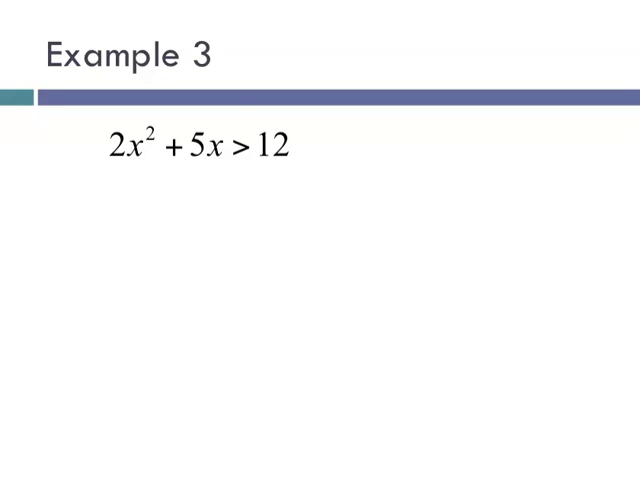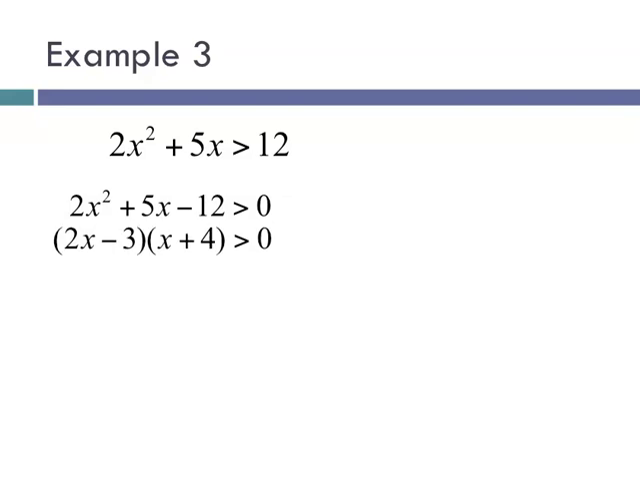Here's an example. We have 2x squared plus 5x is greater than 12. First, you want to move everything over to the left-hand side, so we'll subtract the 12. Now let's see if this is factorable. It's a quadratic. Splitting the middle, we're able to factor this. It factors to be 2x minus 3 and x plus 4. Now you set this equal to 0 just to find where the critical values are, where the zeros of this function are. That would be at -4 and 3/2.